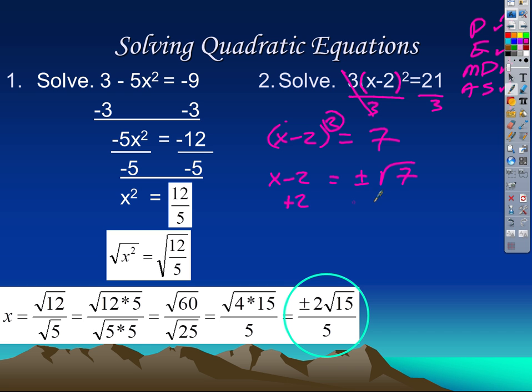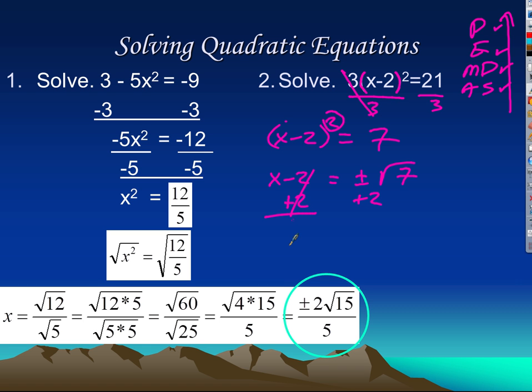So if I add 2 to both sides, I get x by itself. Now, on this side, I get plus or minus the square root of 7, plus 2. Here's a good trick. If I'm adding or subtracting something to both sides, subtracting is just adding a negative. Always put that number in front of the plus or minus. And I get the answer 2 plus or minus the square root of 7. Both answers are there. One of them is 2 plus the square root of 7. The other one is 2 minus the square root of 7. Pretty tricky, huh?